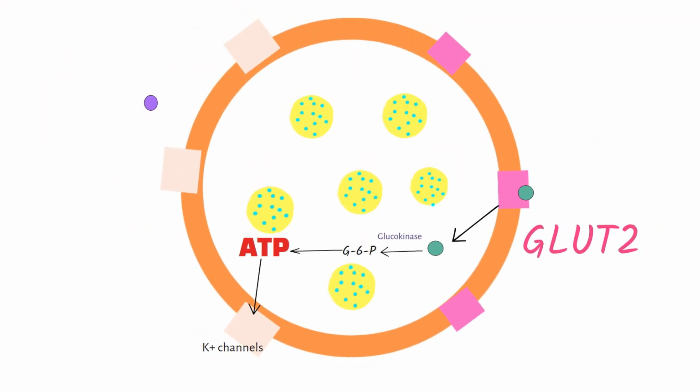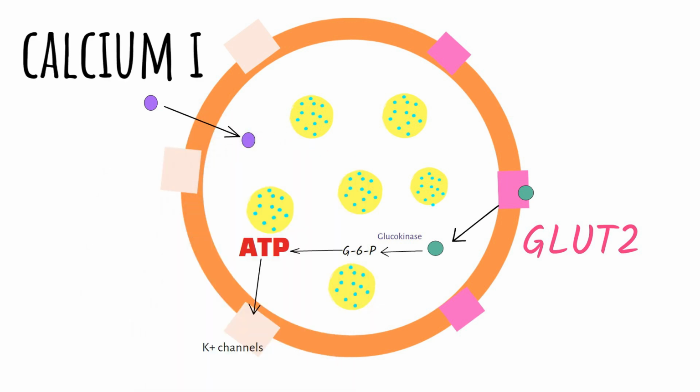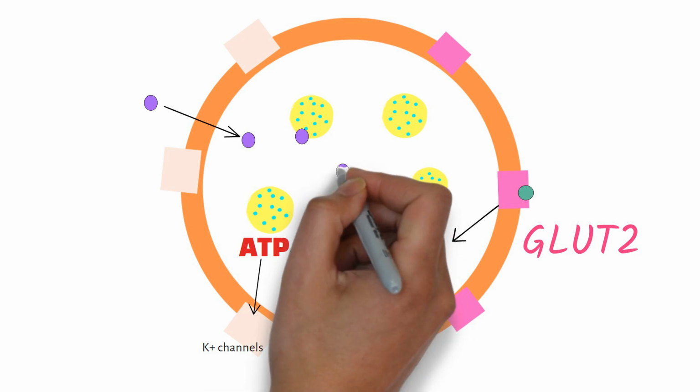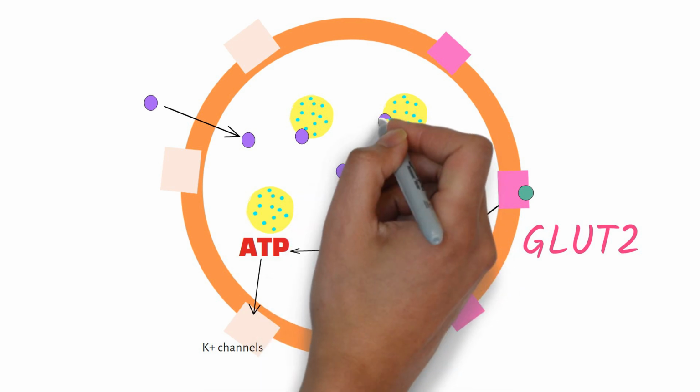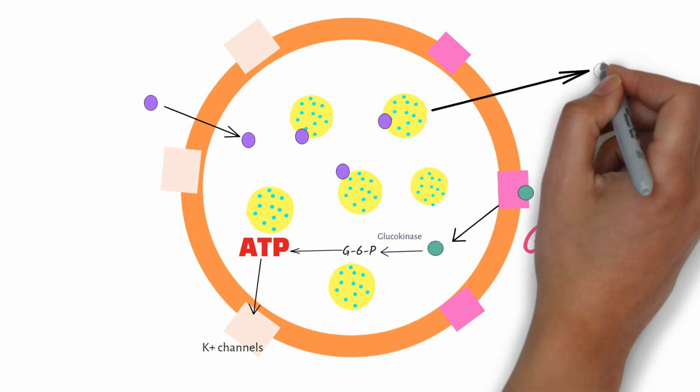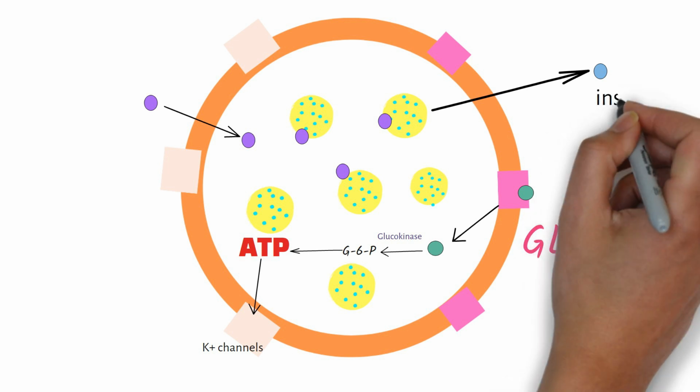These calcium channels are sensitive to changes in the membrane voltage. This produces an influx of calcium. So when calcium ions enter into the beta cells, they stimulate the fusion of insulin-containing vesicles with the cell membrane, and they secrete insulin into the extracellular fluid by exocytosis. Where does this insulin go once it is in the blood?